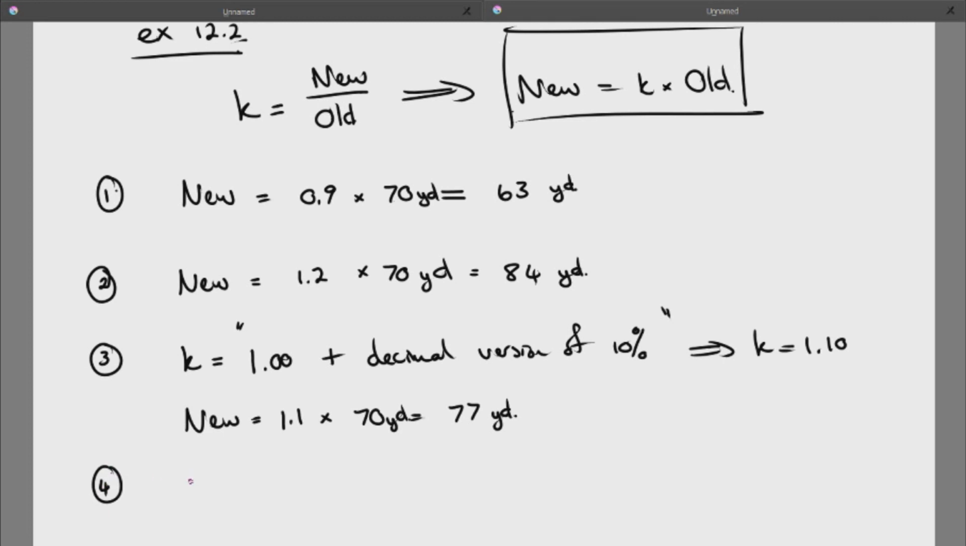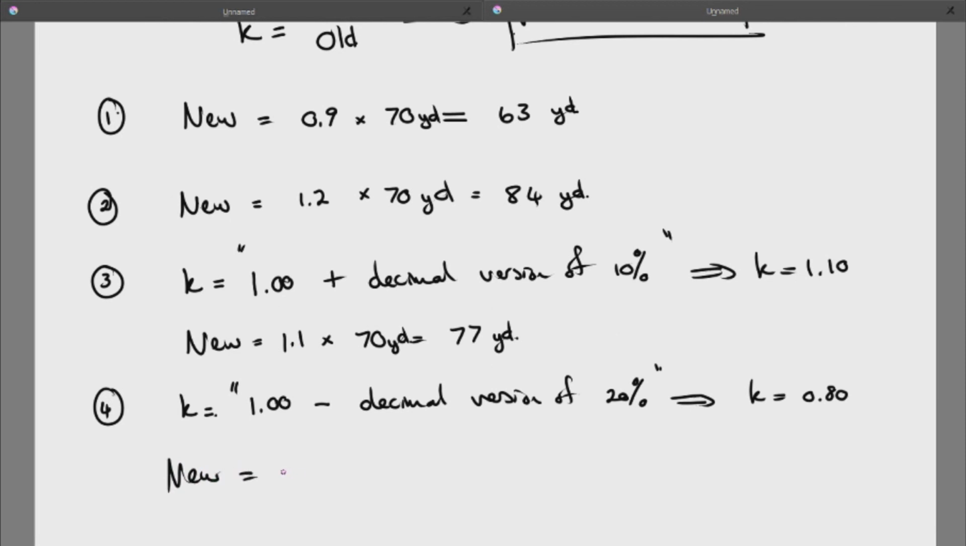Number four. Side length is 70, it's decreased by 20%. So what is your scale factor? Now I'm going to go down because it said decrease. I'm going to go 1, which is my base original, minus the decimal version of 20%, which is 0.2, which gives me a K of 0.80. You don't need the zero, but I'm just emphasizing. 100 minus 20 is 80. So it's very important to know, is it increasing, is it decreasing? Then I'll go up or down from my baseline 1. Then new equals 0.8 times 70, which is 56.